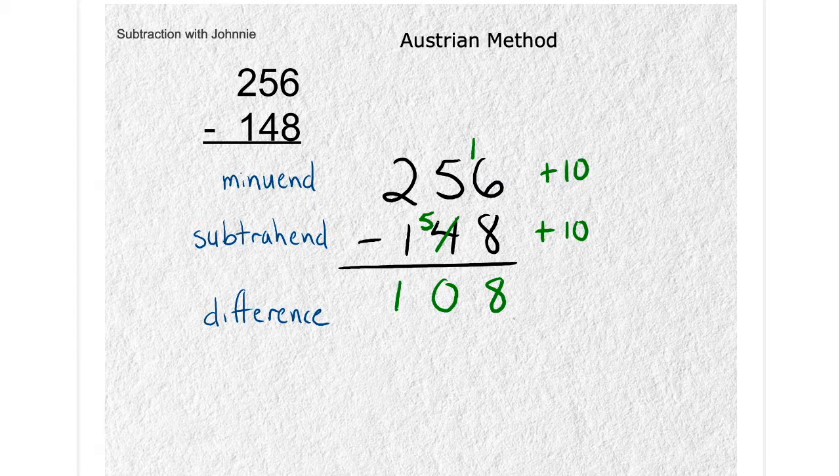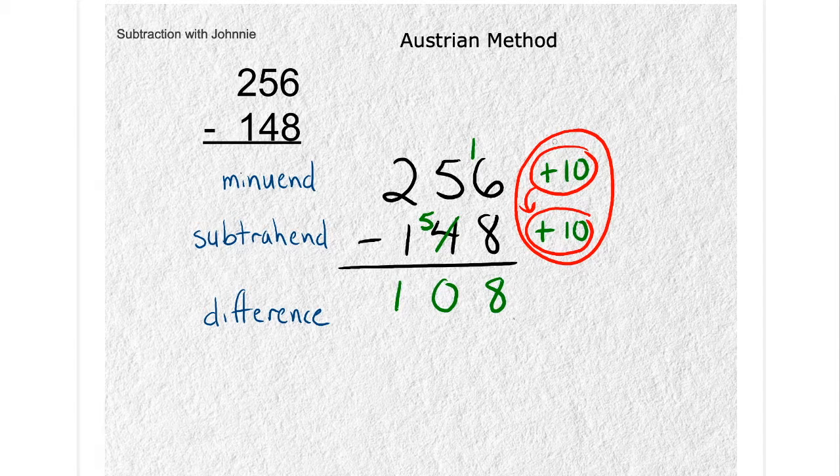How does this work? Well, think about it this way. If we put this 10 in the minuend, and then we put a 10 in the subtrahend, remember that this 10 at the top will subtract out the 10 at the bottom. So it leaves no difference. It doesn't affect the problem at all. So adding whatever you want to the minuend, as long as you add the same amount to the subtrahend, will have no effect.